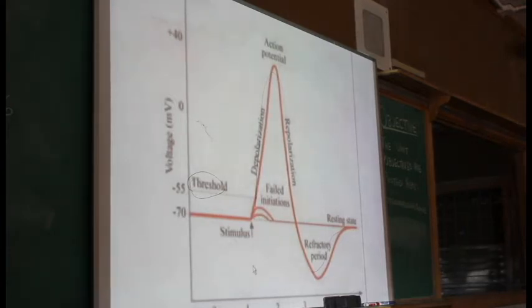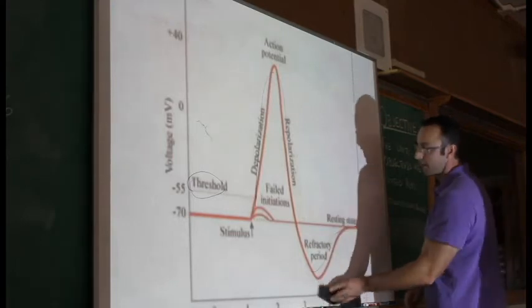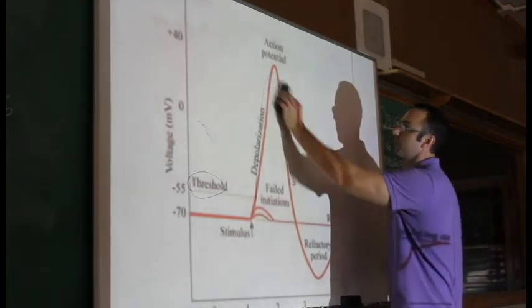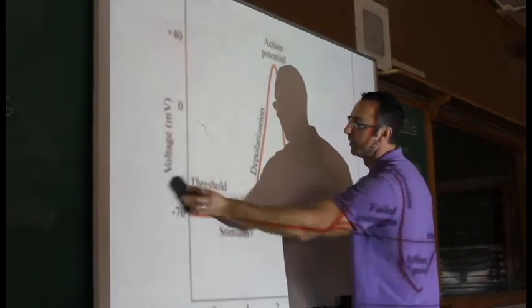Faster than any computer ever known to man. Your nerve cells can transmit electrochemical signals faster than any computer ever known to man. 4 milliseconds to go from rest to rest, to complete the cycle. Is it possible for something to happen where it slows down? That's a good question. Is it possible for this process to go slower or faster?